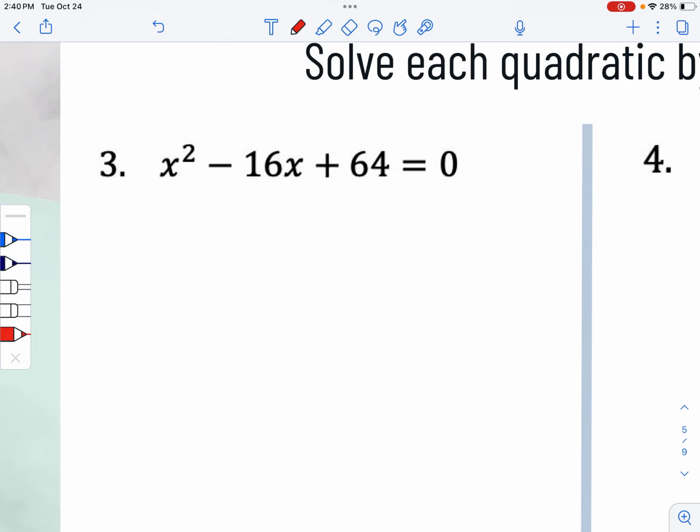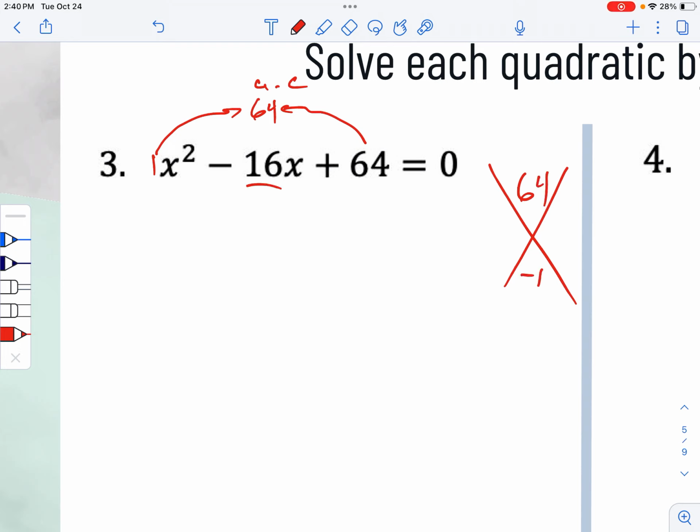General trinomial once again, so I'm going to do a times c, 1 times 64. 1 times 64 is 64. So the little box method, this would be 64. Well, how do I multiply something to get 64 but add it together to get negative 16? Well, they both have to be negative. And I know 8 times 8 is 64, so it's going to be negative 8 and negative 8.